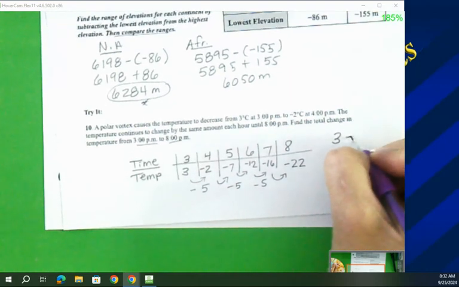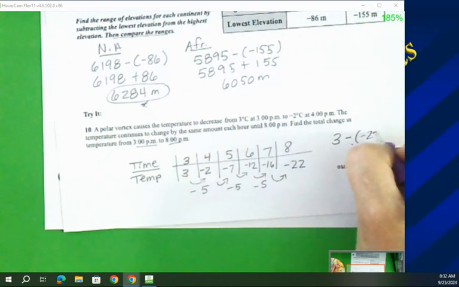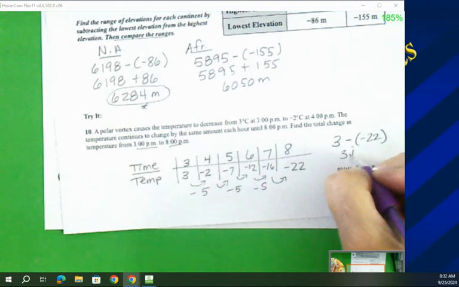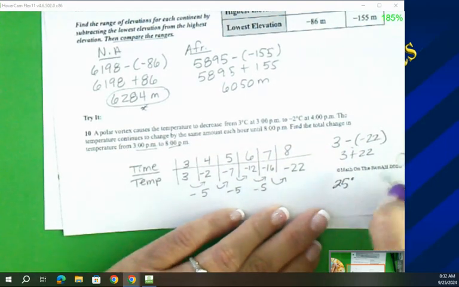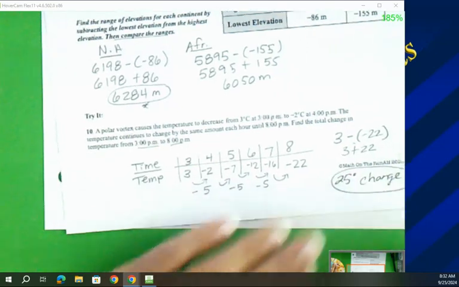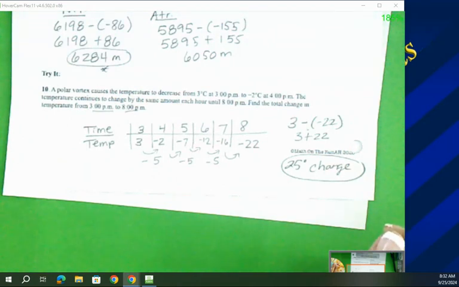So 3 minus our negative 22 is the same as 3 plus 22, which is 25 degrees change in temperature. Okay, that's how much it dropped in total. That's it for your notes.